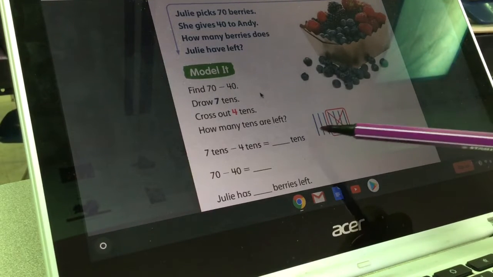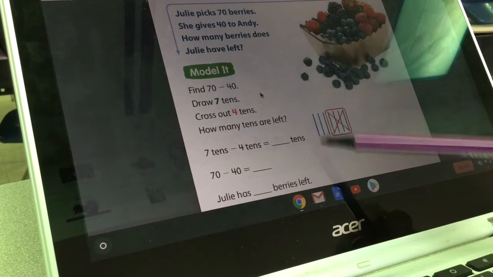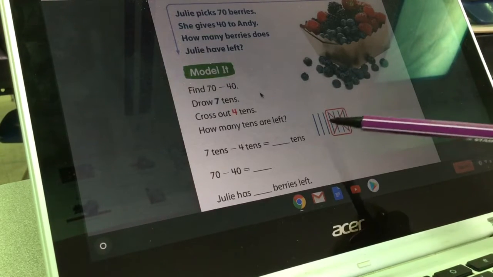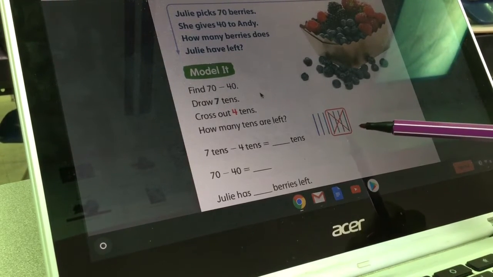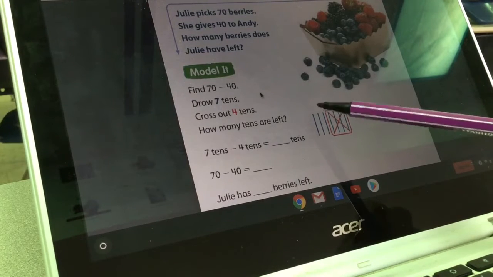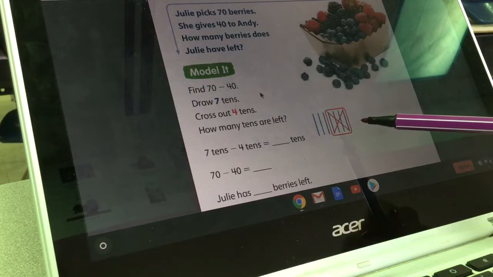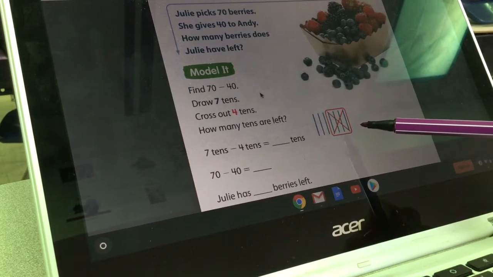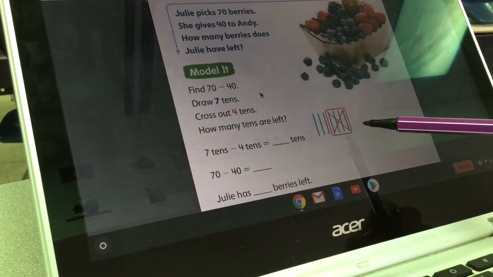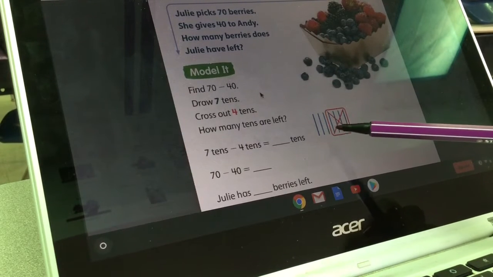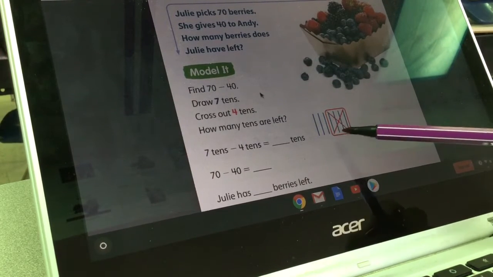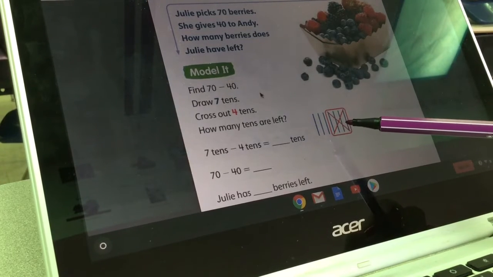Now you might be thinking, usually when we draw lines like this, we cross the 5th one. That's when we draw tally marks. We have to think of these as tens right now, not tally marks. They look exactly the same, but think of these as tens. So they drew the 7 tens for us. Those are the blue lines. Why 7 tens? Because Julie picks 70 berries.